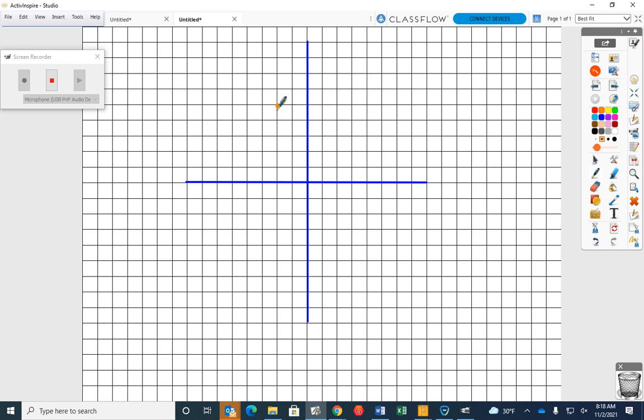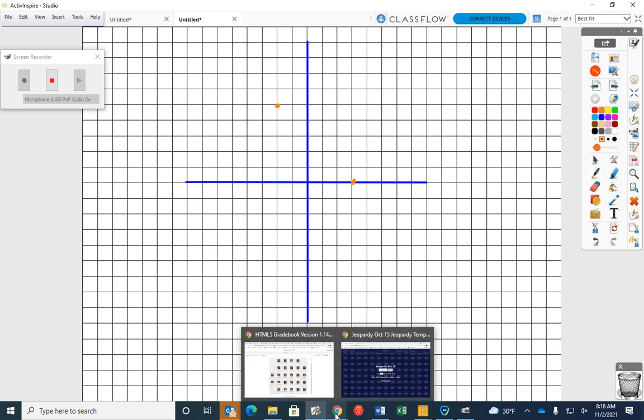Try this one. From this point to this point. Try the slope on that. Can you see it? Anybody have an answer yet?